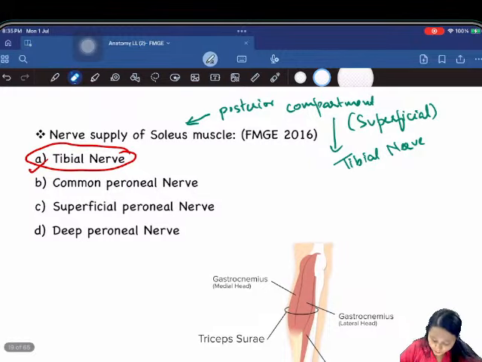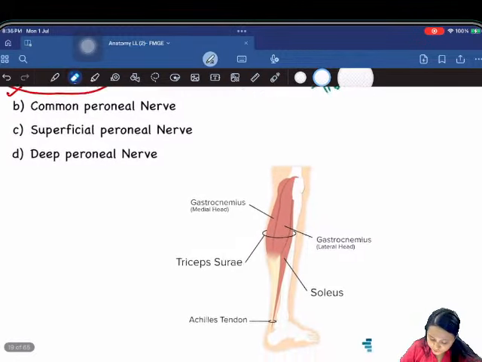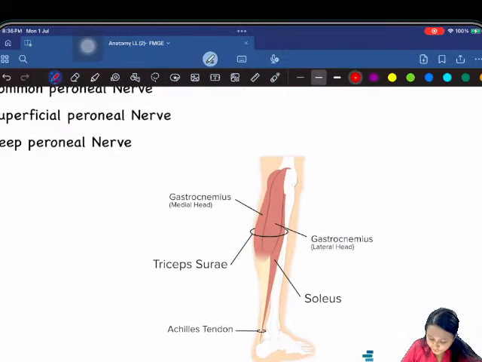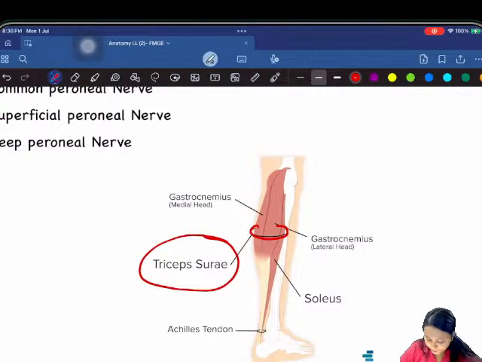All right. Now this gastrocnemius and soleus. Okay, the gastrocnemius and soleus together, they are known as triceps surae. Okay, they are inserting through a common tendon, that is the strongest tendon, that is the tendoachilles.